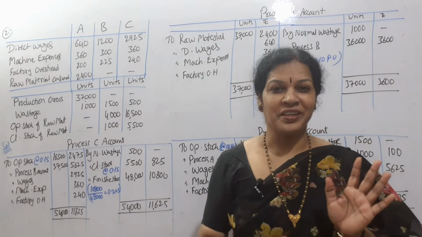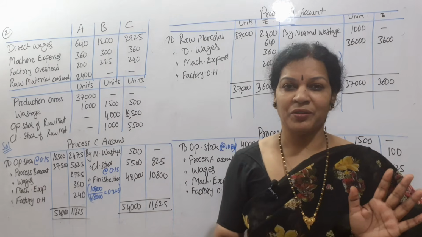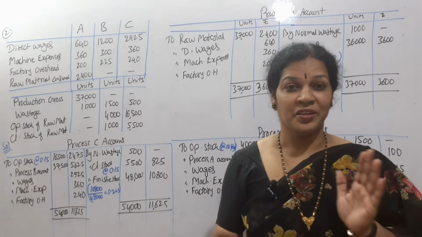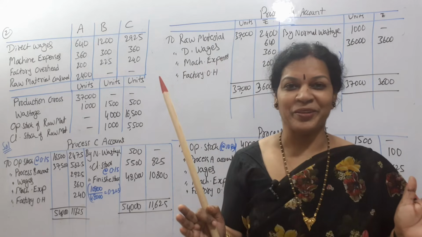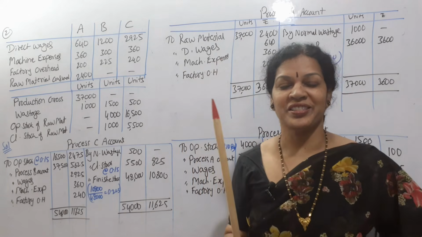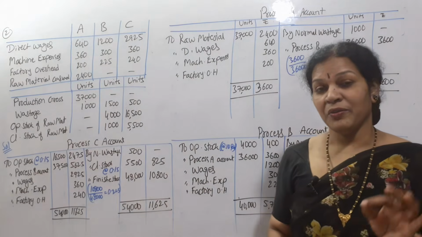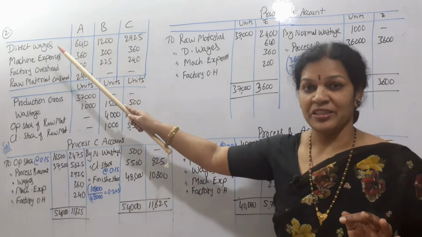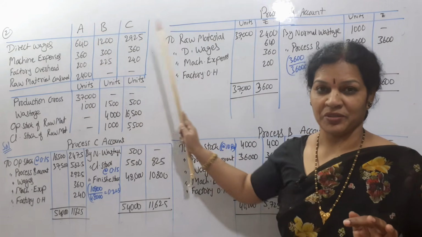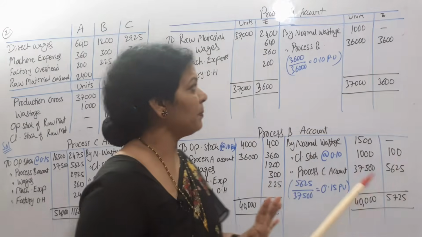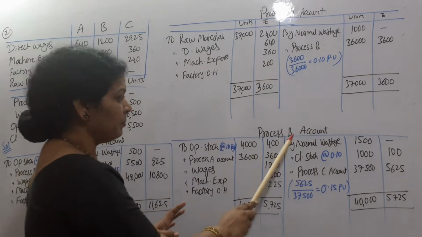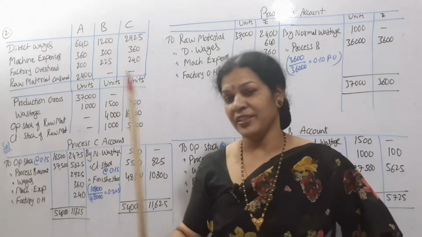Important thing, please be careful. This problem I will explain around 10 minutes. Don't move your mind anywhere. Please focus so that you will understand very well. Now this is the information given. We are going to open process A's account, process B, process C. Already I have prepared this problem, process A, B and C.